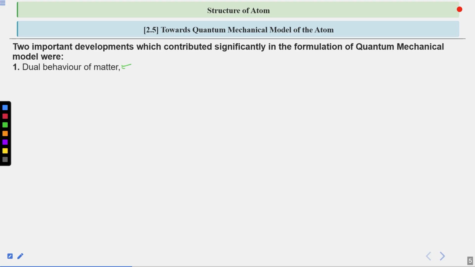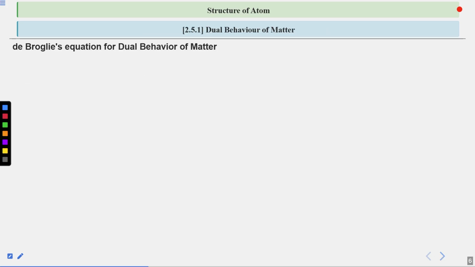First was the dual behavior of matter. In his model, he was not concerned about the dual behavior. He was only concerned about the particle nature of the electron. The second thing was the uncertainty principle. We will study both of them: what are these principles and how did they lead to the new quantum mechanical model? First of all, we will study the dual behavior of matter.